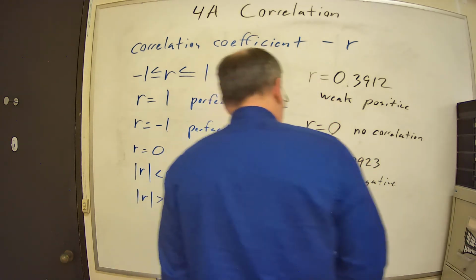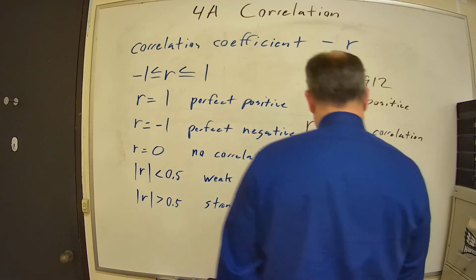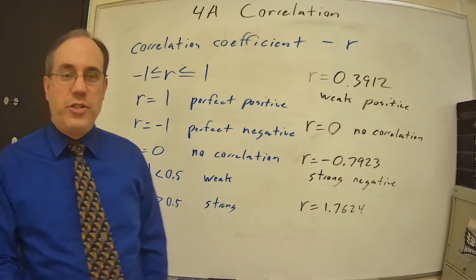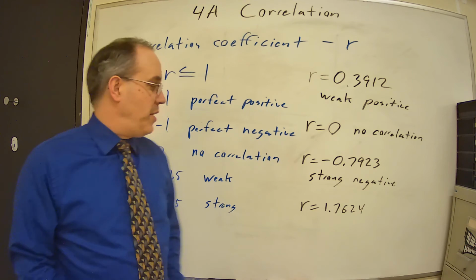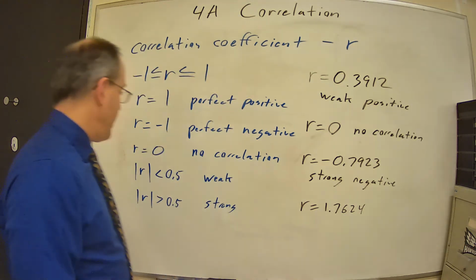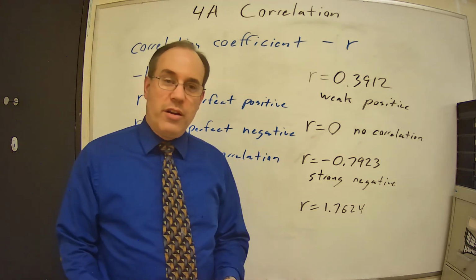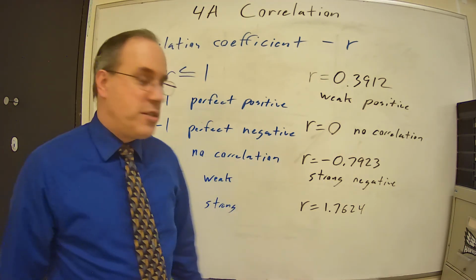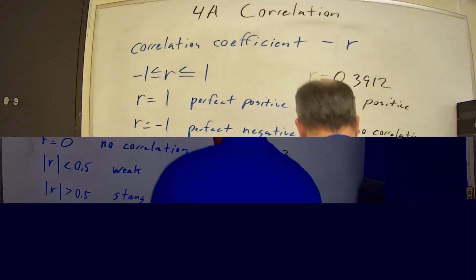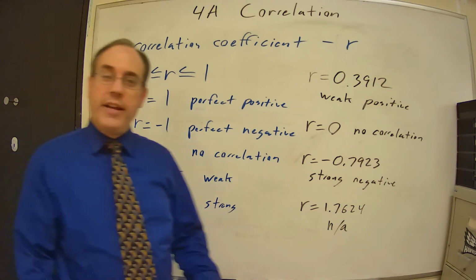R is equal to 1.7624. What type of correlation do we have? Okay, we see the sign is positive. We see that it's greater than 0.5. So therefore, we say NA, not applicable. Why not applicable?